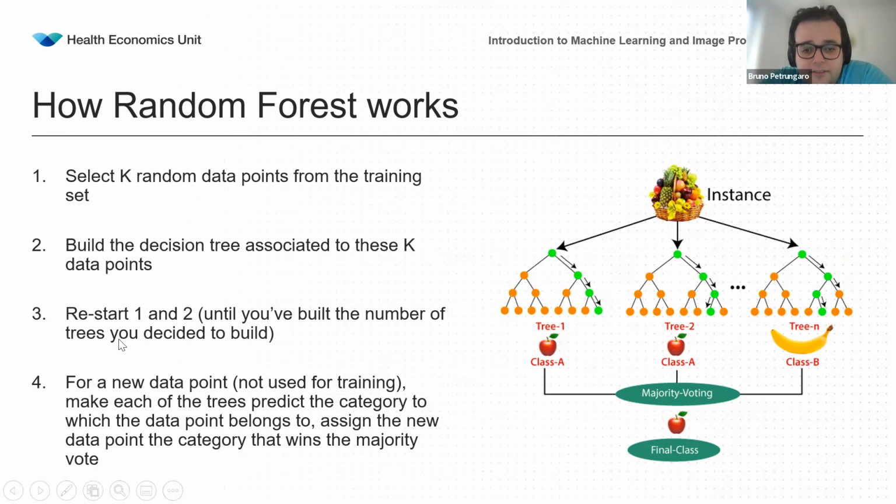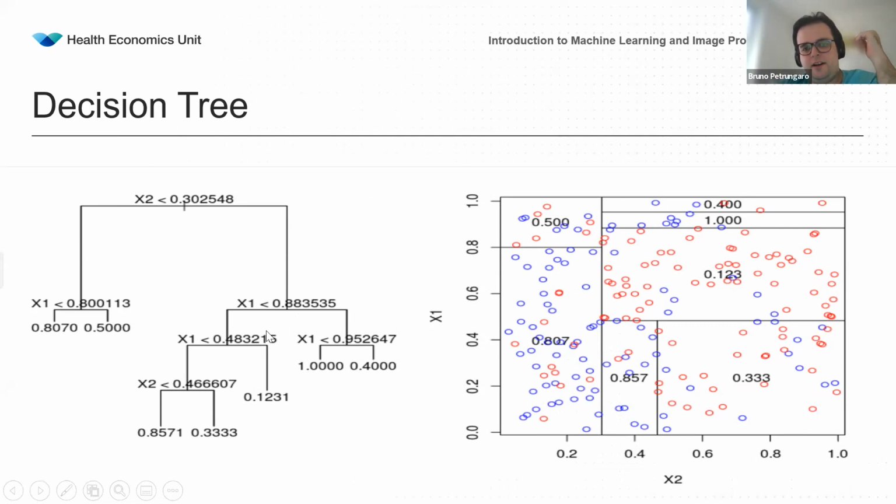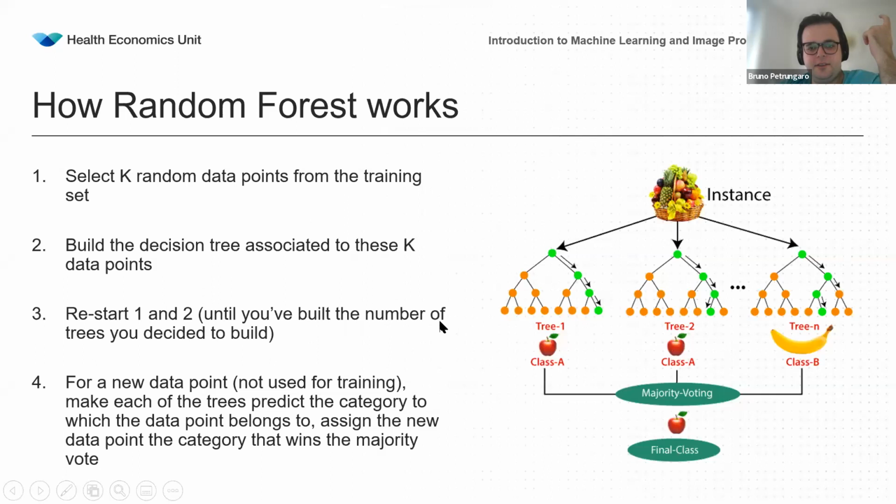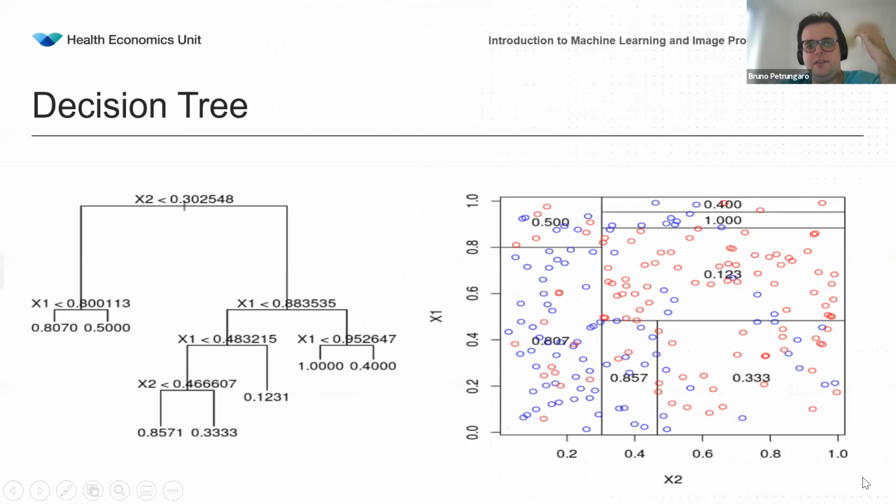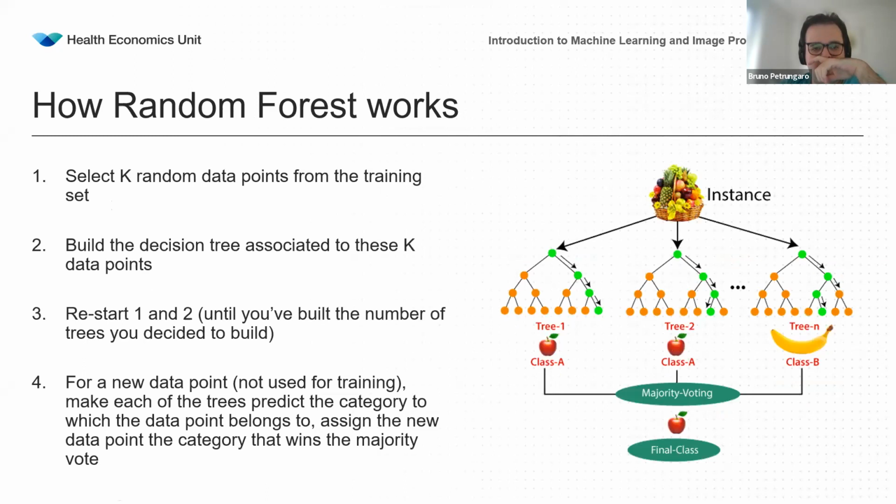And then the last step, for a new data point that appears that is not used for training, we make each of these trees predict where the data point belongs. Here in the decision tree, we had one split, and if a sample falls here where everything is blue, then we classify that as blue. In a random forest, we go through majority voting. We ask each of these decision trees what they think the sample should be, and whichever class gets more votes is the predicted class.